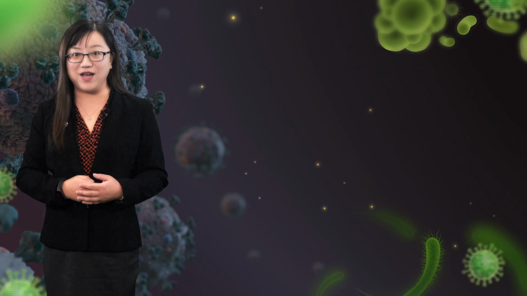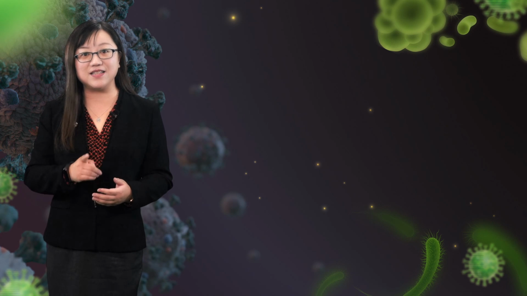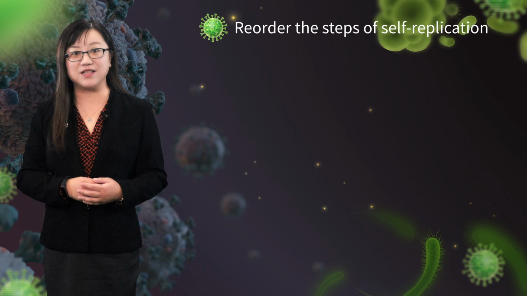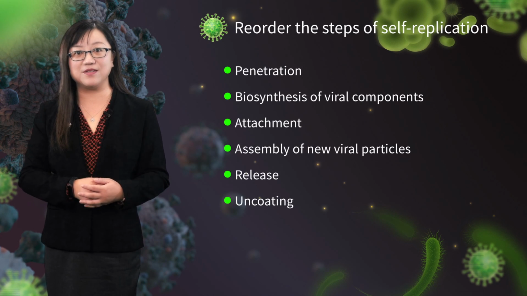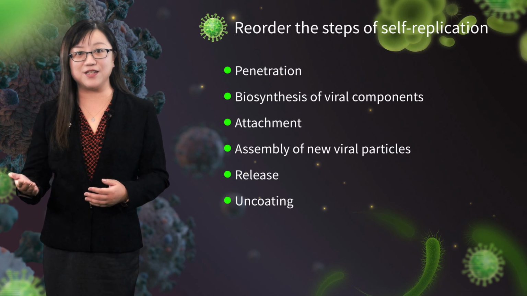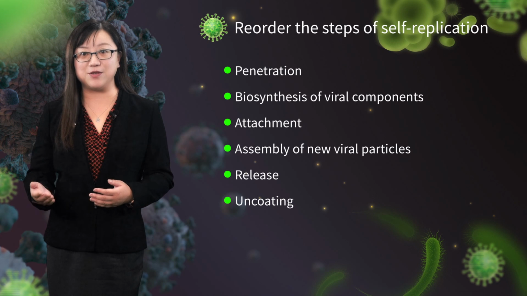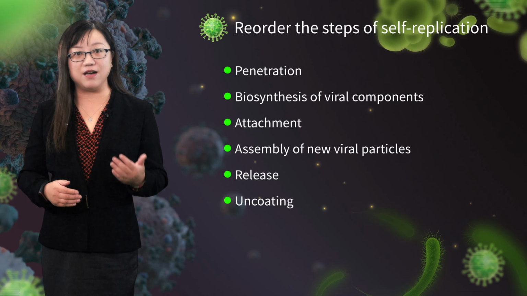Let's move to the next question. How do viruses replicate? This is a test. Please reorder the steps of viral self-replication. There are 6 steps. Please reorder them: penetration, biosynthesis of viral components, attachment, assembly of new viral particles, release, and uncoating. After you finish the reordering, let's have a break. We will continue to talk about self-replication of virus when we come back next time.